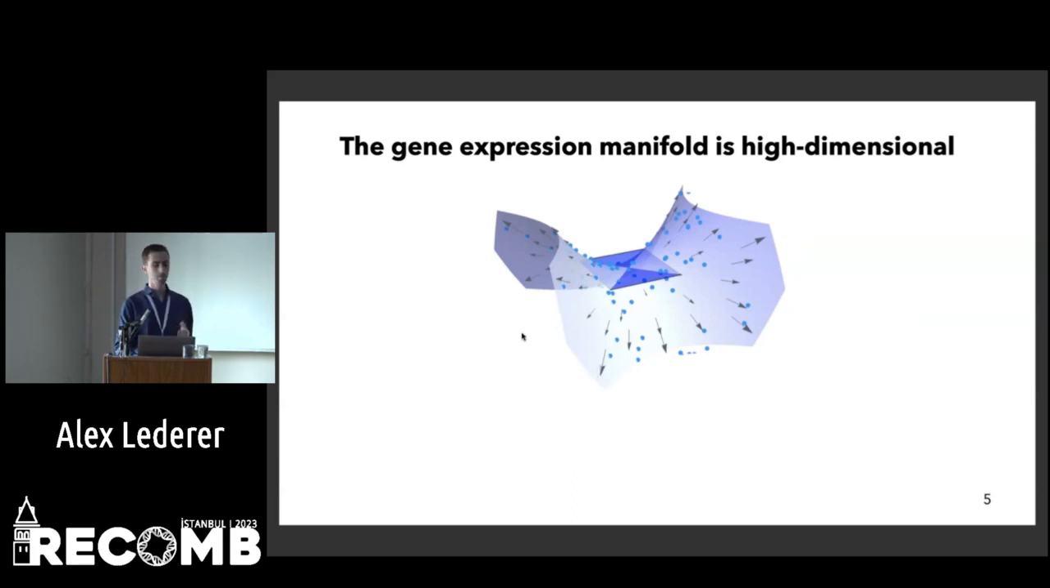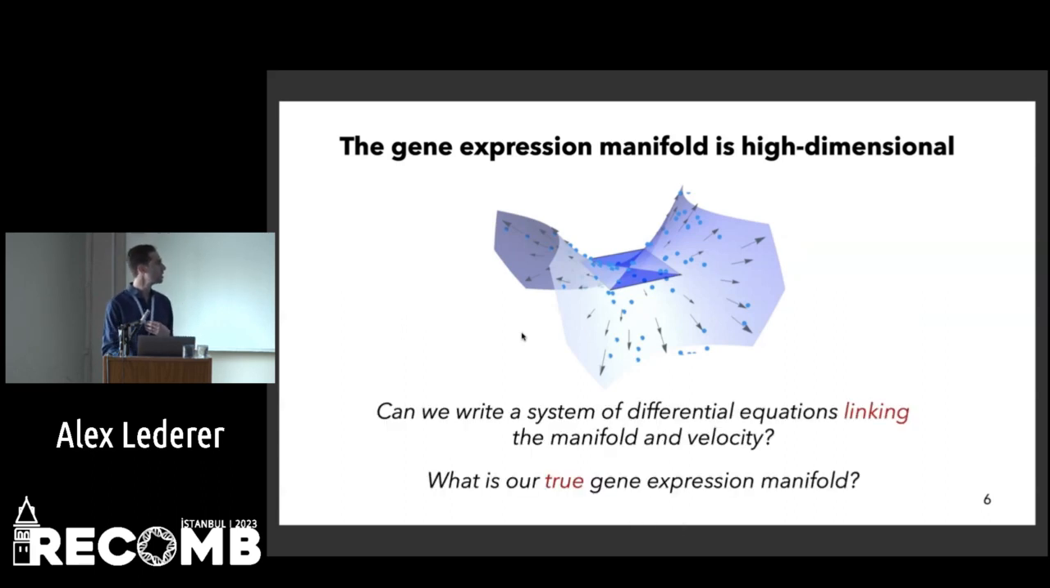However, in practice, since we have these different scales for each gene, we do not preserve this consistency, which led us to ask whether we could write a system of differential equations for RNA velocity that links the manifold and the velocity together, thereby creating a consistent velocity. And if we want to do this, we also need to ask what is our true gene expression manifold, because the problem is that we have very complex processes that don't unfold on a low-dimensional space, such as differentiation and development, and therefore it's much more difficult to define what our manifold is.